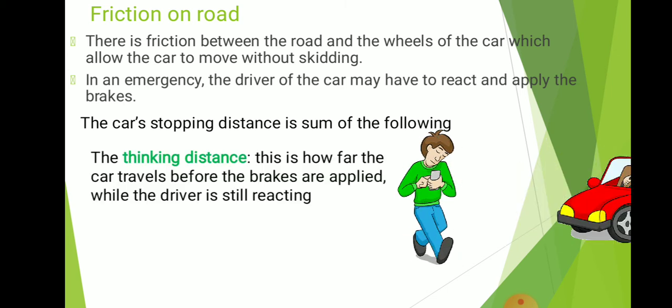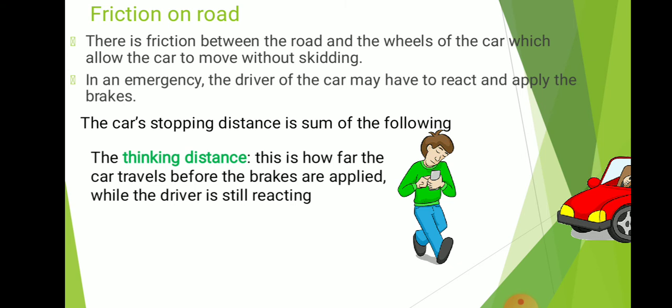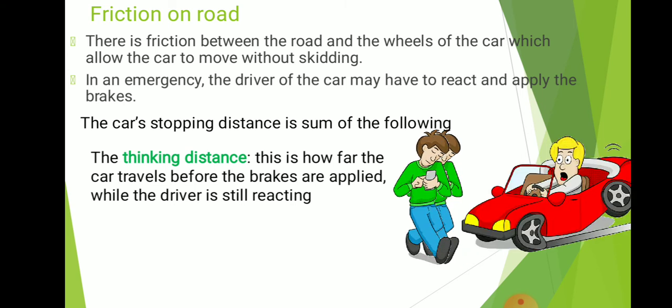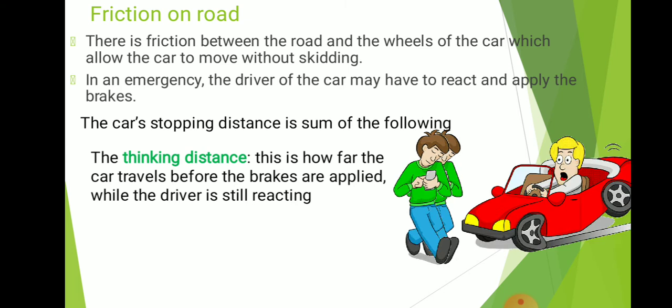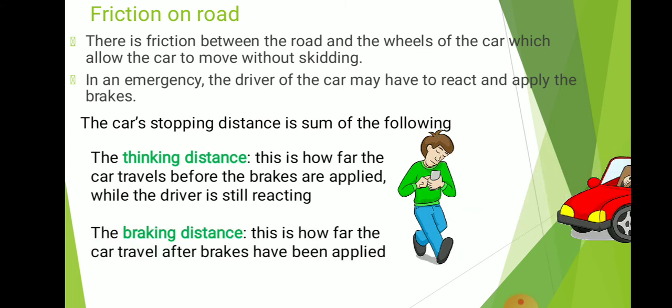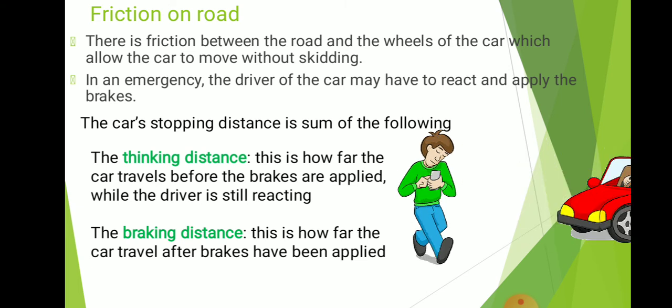Thinking distance. Thinking distance is the distance during which the driver is thinking to apply the brakes. The driver is still reacting during the thinking distance. He has not pushed the brake pedal. Braking distance. This is how far the car travels after the brakes have been applied. So the stopping distance is the sum of thinking distance and the braking distance.